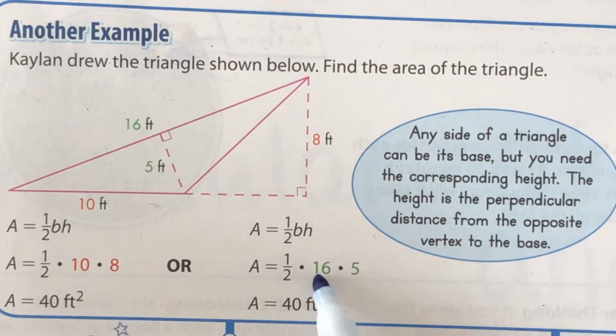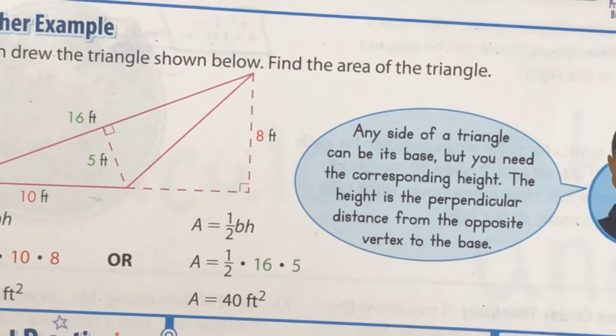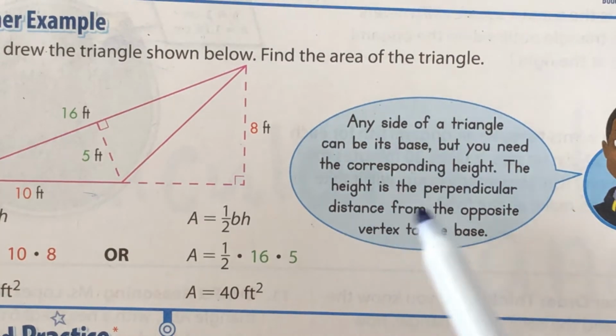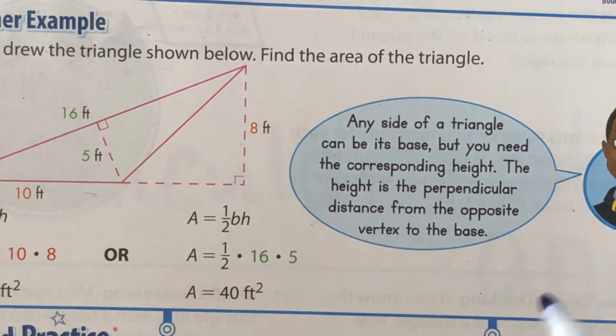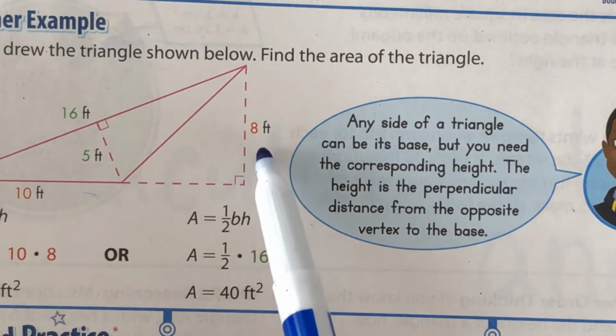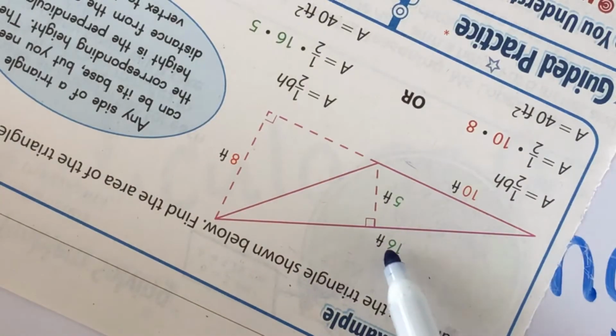You can do 16 times 5, and then multiply by half or divide by 2, and you also get 40 feet squared, okay? So I'm gonna read this speech bubble again. It says, any side of a triangle can be its base, but you need to find the corresponding height. The height is the perpendicular distance from the opposite vertex to the base. So again, the height is basically just the line that makes a right angle with the base. So 10 and 8 make a right angle. And then if we flip it over, 16 and 5 make a right angle. So base, height.